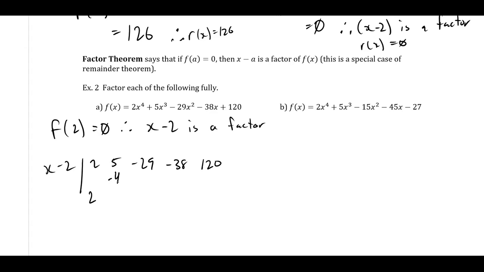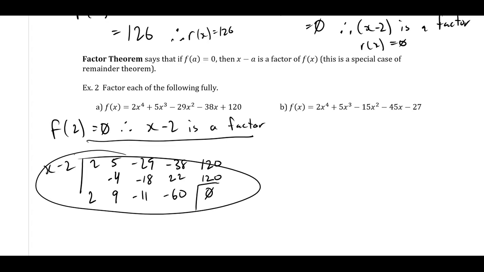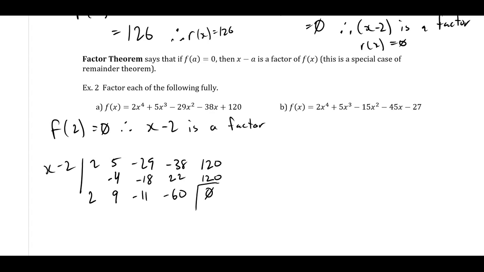Bring the 2 down, -4, subtract, -18, subtract, that's -11, 22, subtract, gives me -60, 120, and of course, we designed it this way. We designed it to have a remainder of 0. If we didn't get a remainder of 0, we either made a mistake up here, or we made a mistake here. So it's better that it works out that way.